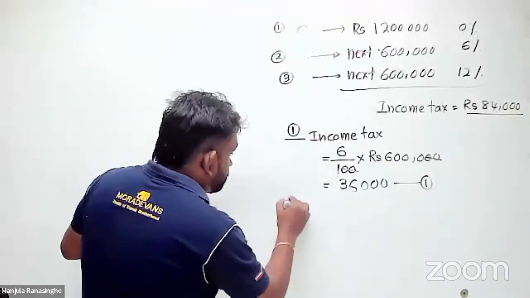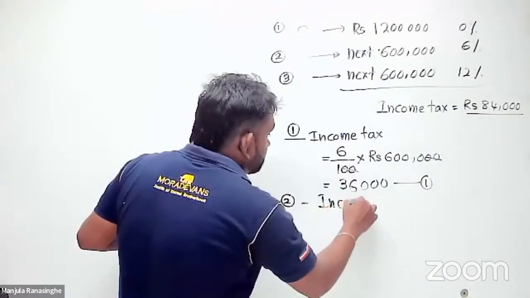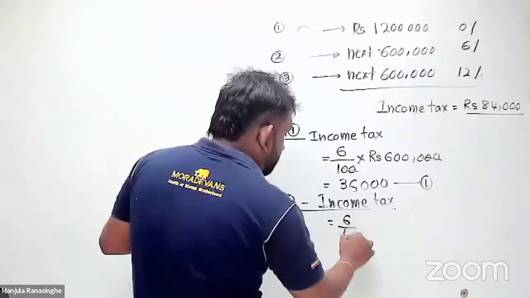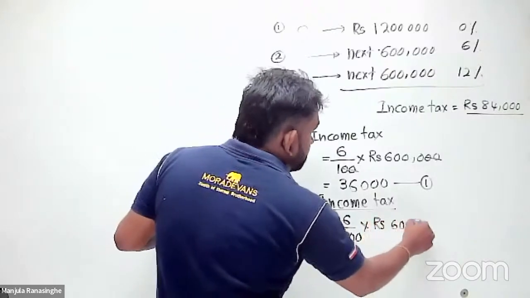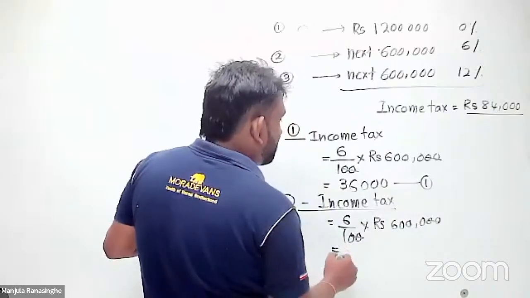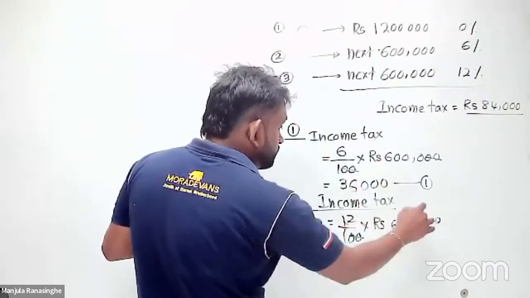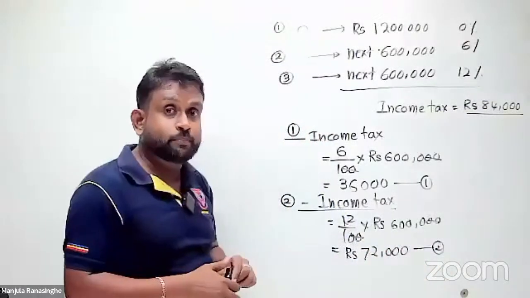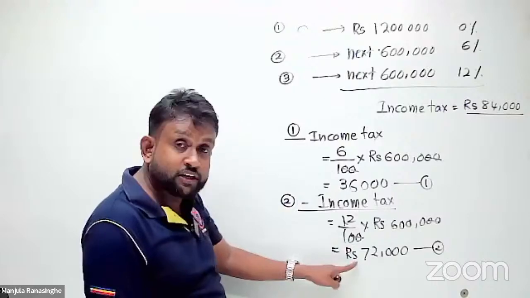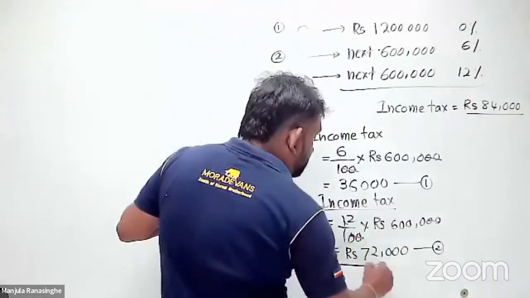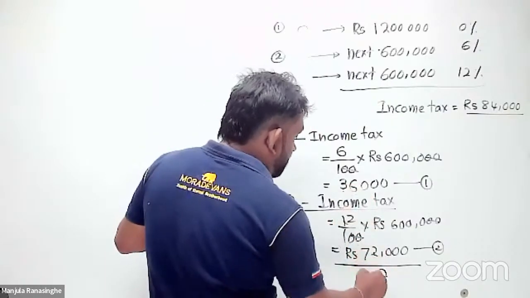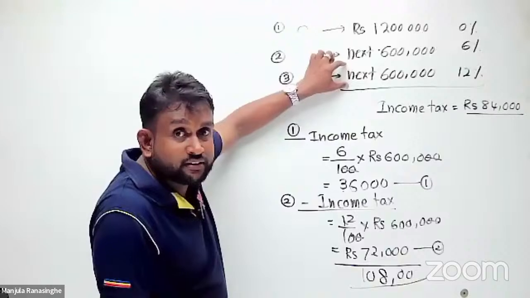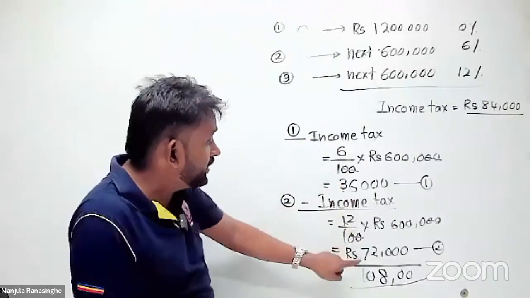So now I will calculate the income tax for the second part. If the full 600,000 is there, then I take 12 upon 100 into rupees 600,000. Now check what the income tax is. That gives you rupees 72,000. Now what happened? If you add this 36,000 to 72,000, what is the total income tax? You can see 6 plus 2 is 8, 7 plus 3 is 10, so 108,000. So now you have an idea. If the full 600,000 is there, the income tax is 72,000, and then in total 108,000.